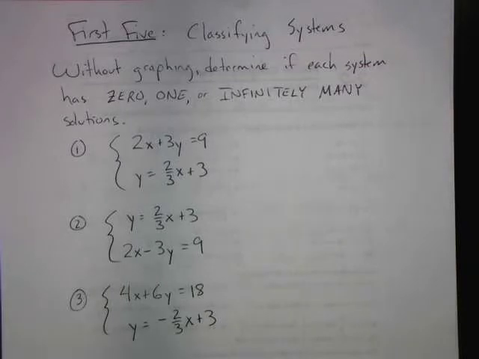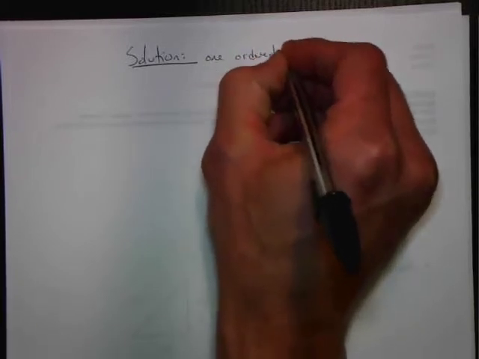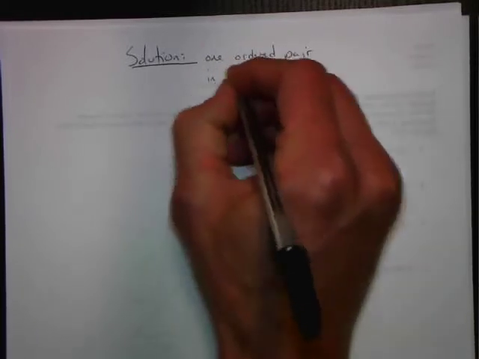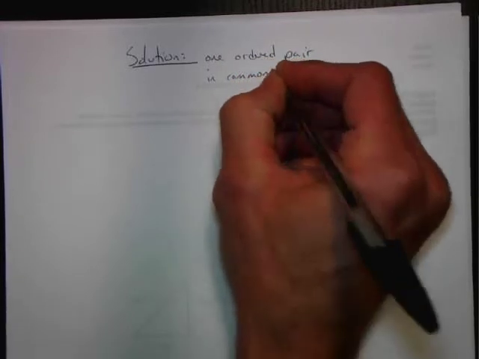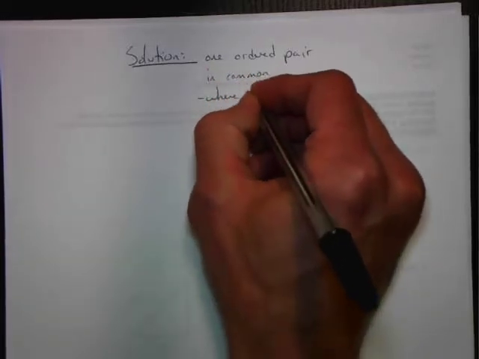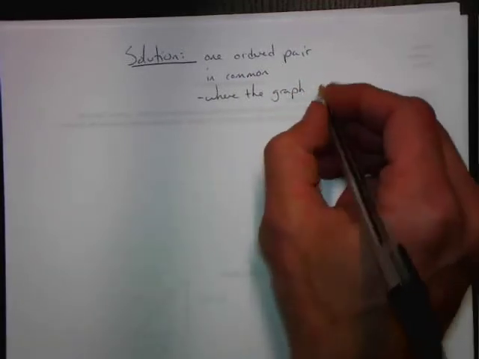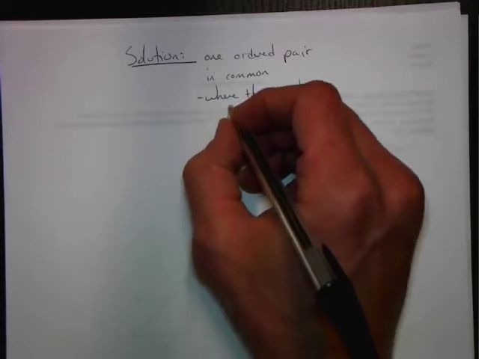So first let's go back into the concept of what is a solution. Okay, so remember the solution is the ordered pair that all the equations have in common. So it was the one ordered pair that they all have in common. And from the graphing lesson, we talked about, if you look at the graph, it's where the two graphs meet or where the two graphs intersect. All right, so that's going to help us understand what it means to have 0 solutions, 1 solution, or infinite solutions.